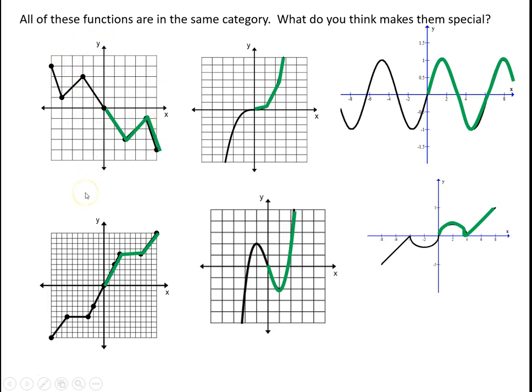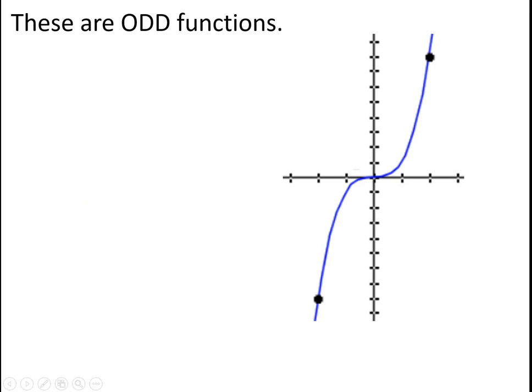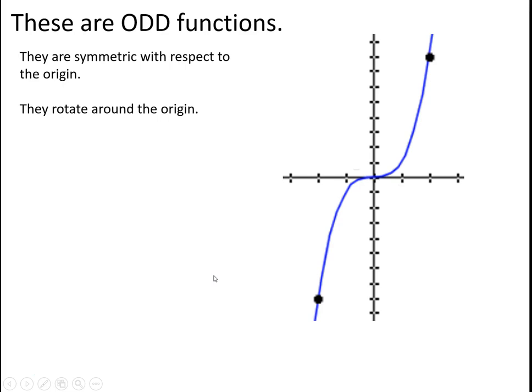exactly the same. These are called odd functions. They are symmetric with respect to the origin. They rotate around the origin. If I were to rotate this graph 180 degrees, it would look exactly the same upside down as it does right side up. This particular function is f of x equals x cubed, and it is an odd function.